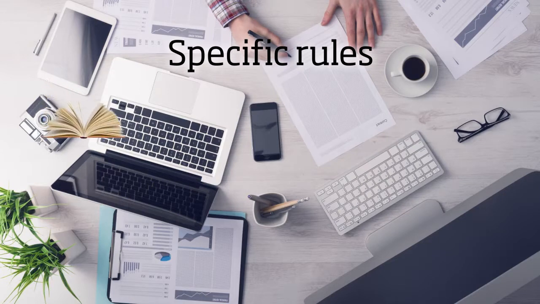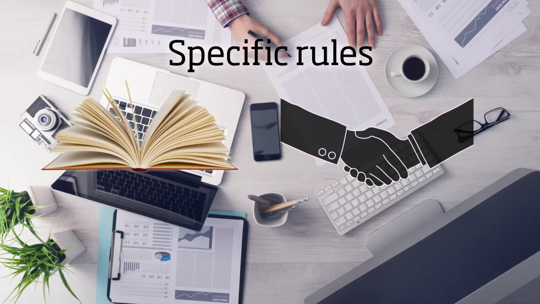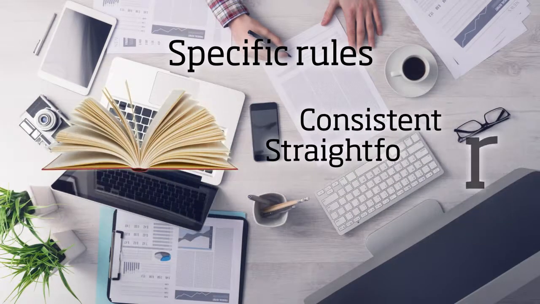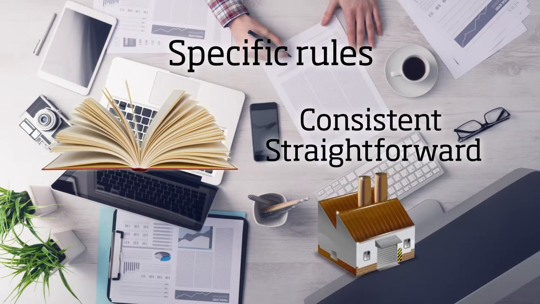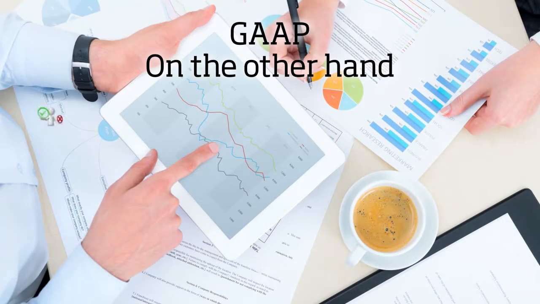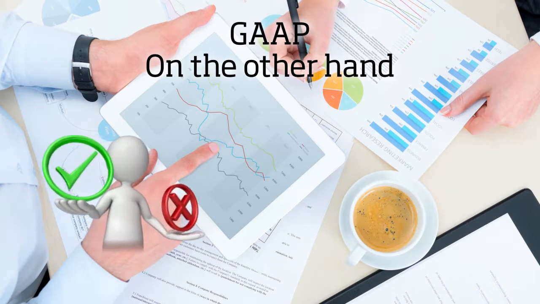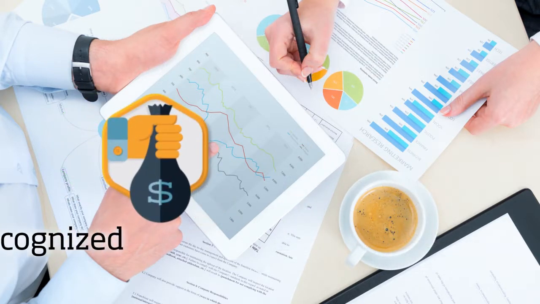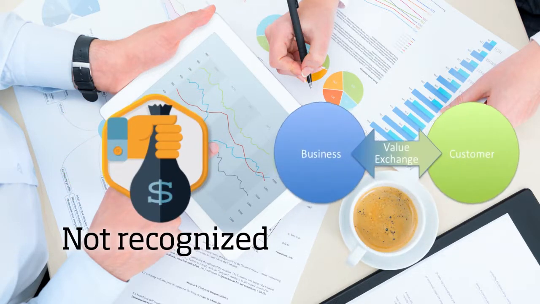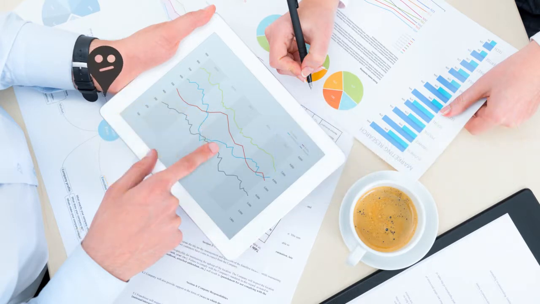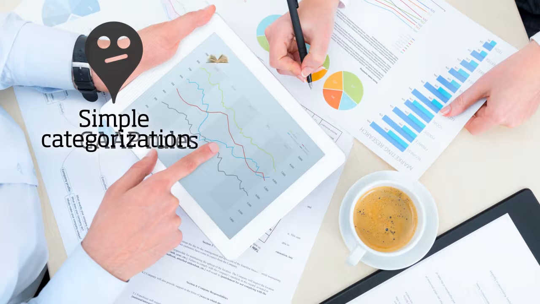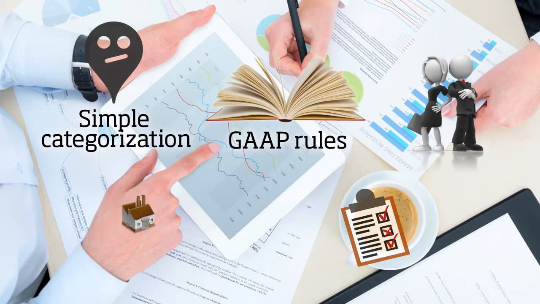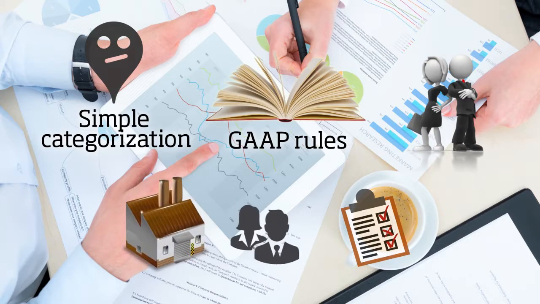There are specific rules that come into consideration when a sale has been defined as one of these four categories, but in general, the rules are consistent and straightforward regardless of industry. GAAP, on the other hand, starts by determining whether a sale is realized or realizable and then whether it has been earned. Revenue is not recognized until the exchange of value has actually occurred. However, after that seemingly simple categorization, GAAP rules require the accountant to then dive into an exhaustive list of rules specific to the industry in which the business operates.